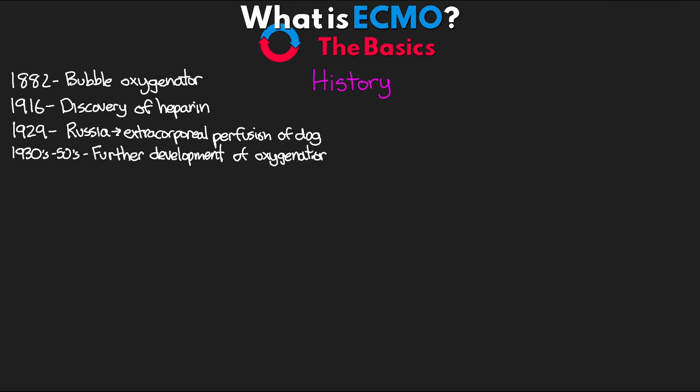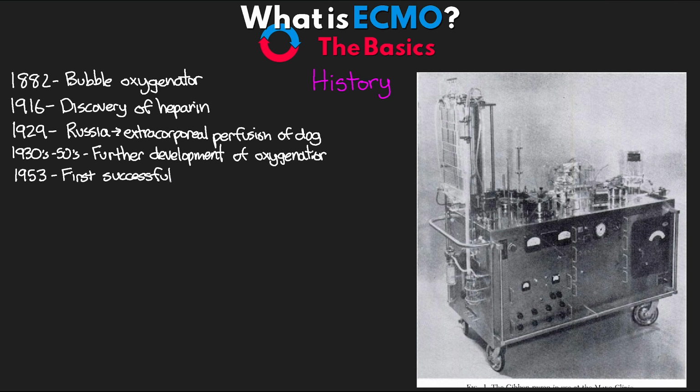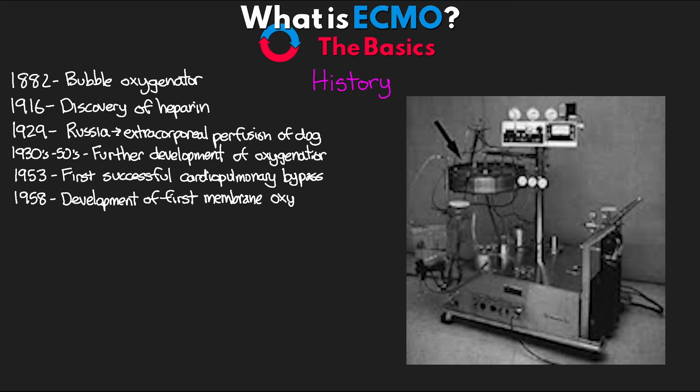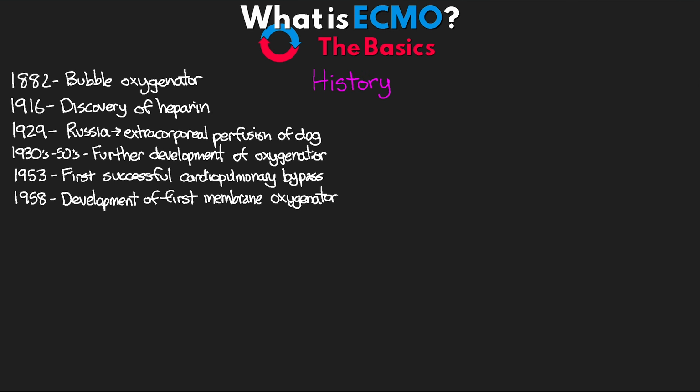Then one really big thing happened. In 1953, we had the first successful cardiopulmonary bypass utilizing a bubble oxygenator. And here's an example of the type of machine that they were using at that time. Pretty interesting to see this technology here. A few years later, in 1958, they had the development of the first membrane oxygenator. It was this membrane oxygenator that really made things possible for ECMO and is still carried on in the technology that we use today.